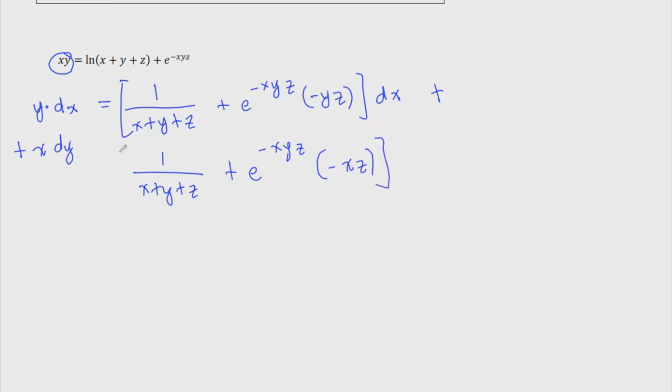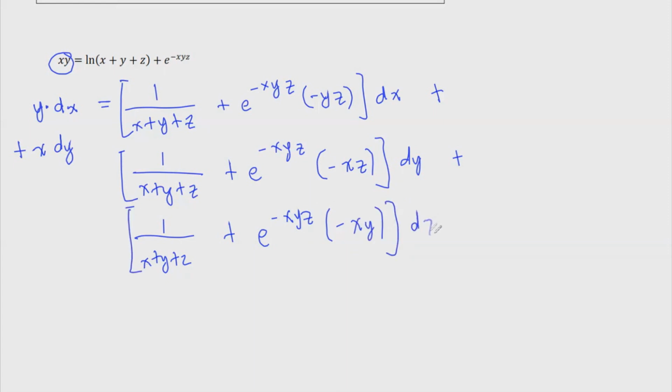That's of course dy. Okay, and then for dz, we know that this one doesn't have any dz expression, so that would be just 0. And then for this one, we add 1 over x plus y plus z, and then plus e raised to negative xyz, and the derivative is negative xy. Okay, and then that is multiplied with dz.